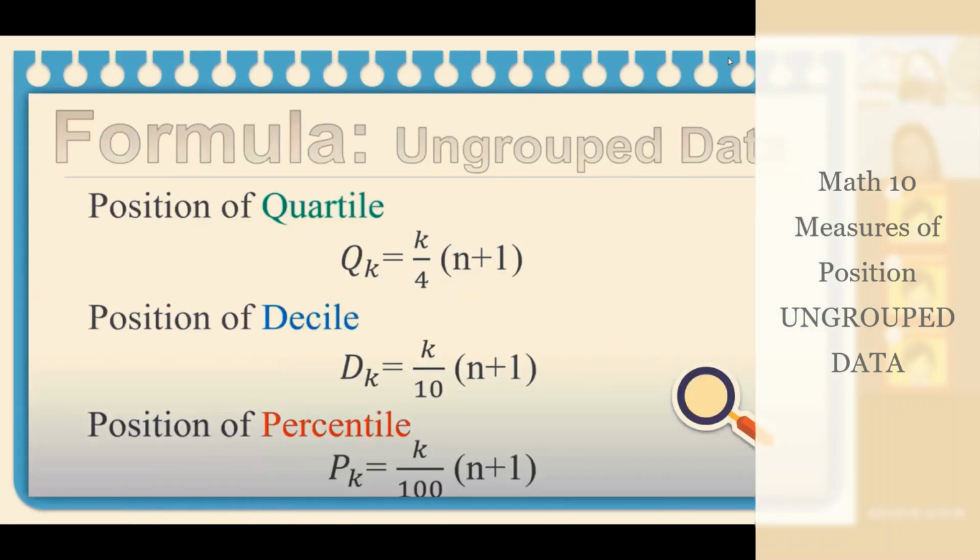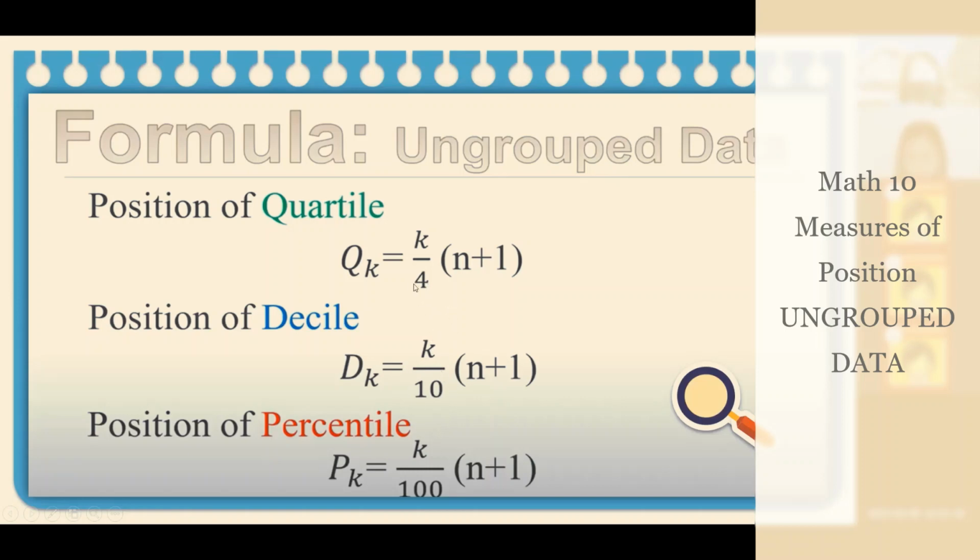So look at the formula. We need the following formulas. If you want to look for quartile, so same lang naman, the same pattern, di ba? It only differs in letters. So if you're going to look for quartile, it's Q. If decile, it's D. If percentile, it's P. If quartile, it's over 4 because you have to divide into 4 equal parts. If decile, it's over 10 because you have to divide into 10. And then if percentile, it's over 100. So they differ in terms of letter, in terms of denominator.